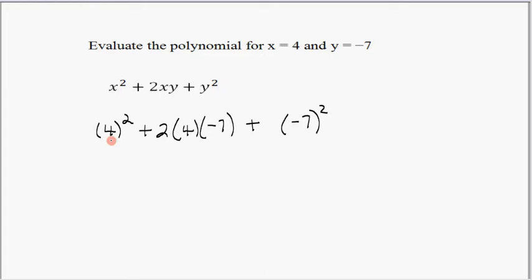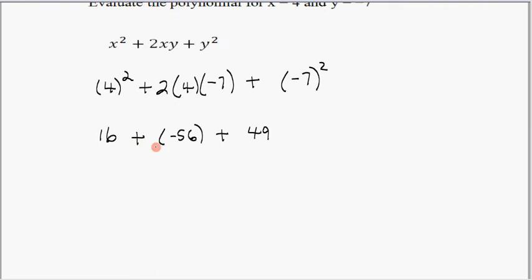So here I've got 4 squared, that's 16, plus 4 times 2 is 8, and 8 times a negative 7 would be a negative 56, plus negative 7 squared is 49. You can see how important putting that negative in parentheses is here, because it's a negative 7 that we're squaring. And a negative 7 times negative 7 is a positive 49.